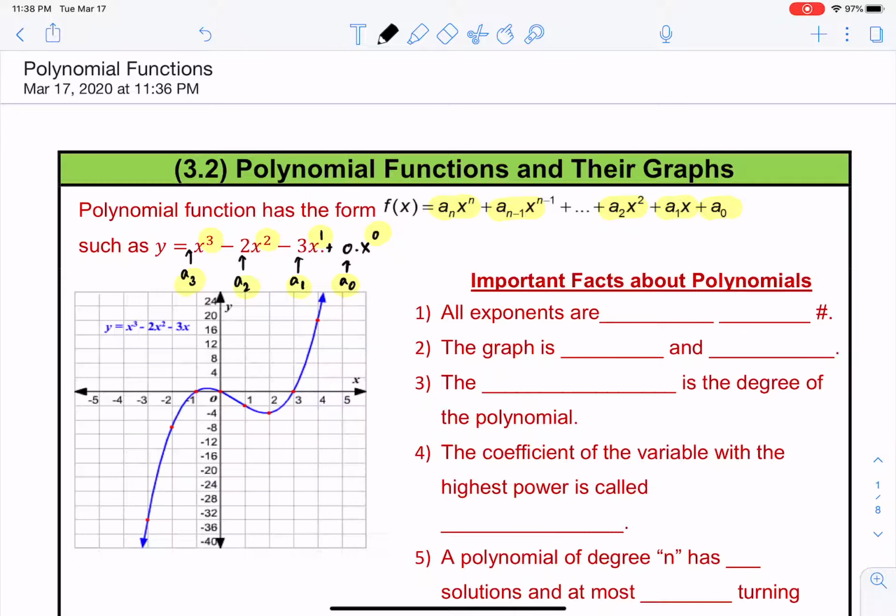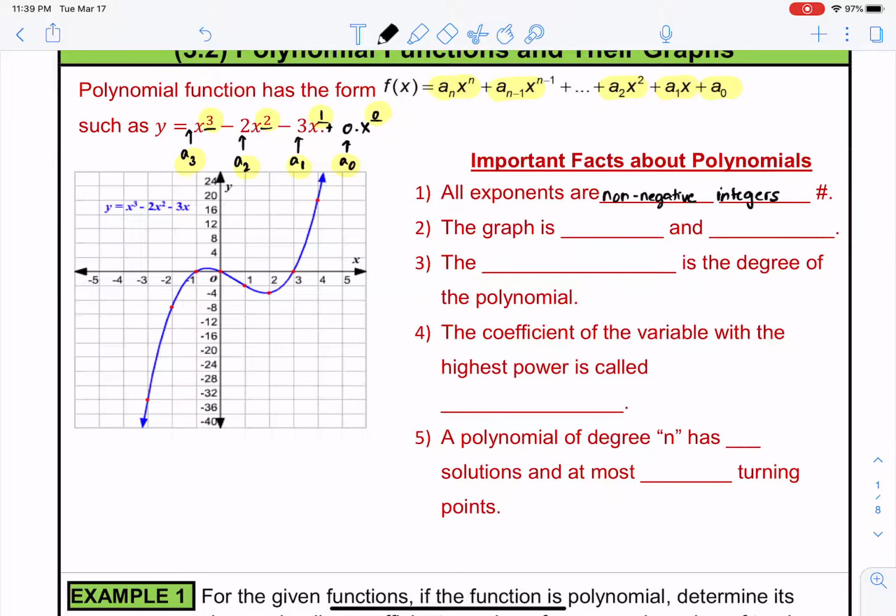So some of the facts about polynomials: all exponents are positive integers. So if we look at the example here, we have 3, 2, 1 and 0. Or to be precise, since we include 0, we should say non-negative integers, because we are including 0. So here the graph that we have is cubic, and it is a polynomial.